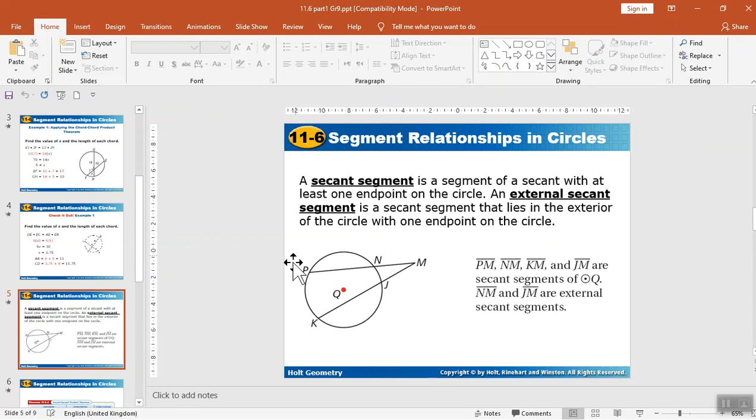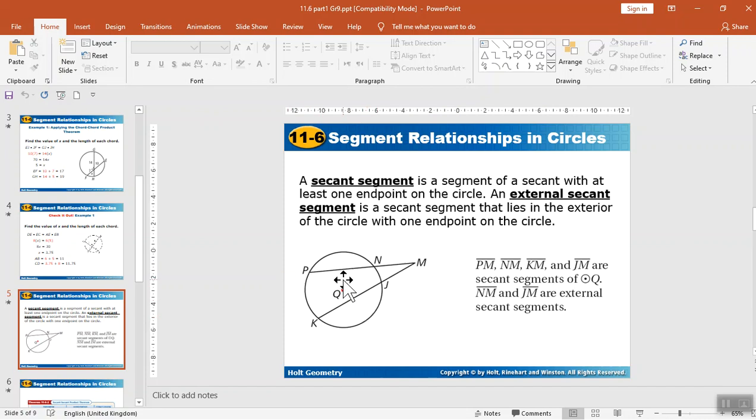It means that, look at this figure. For example, look here: PM, NM, KM, and JM are secant segments. Look, this is a part of the secant, PM.